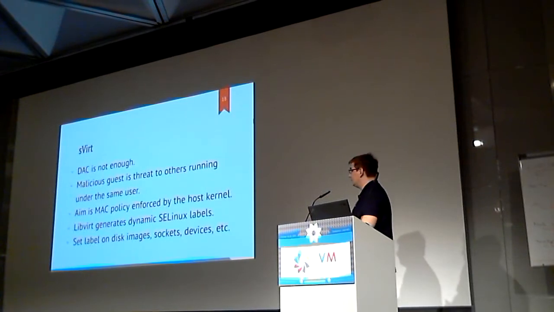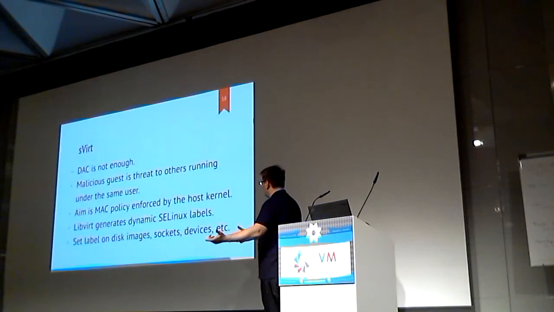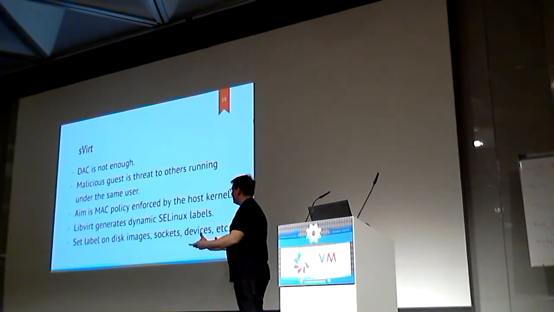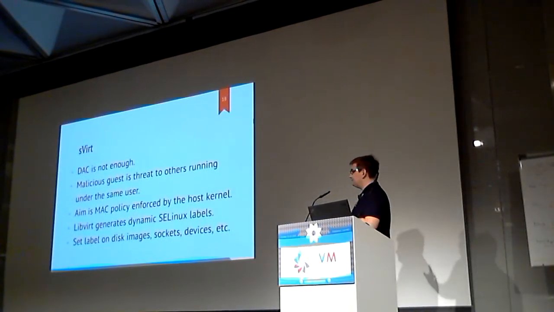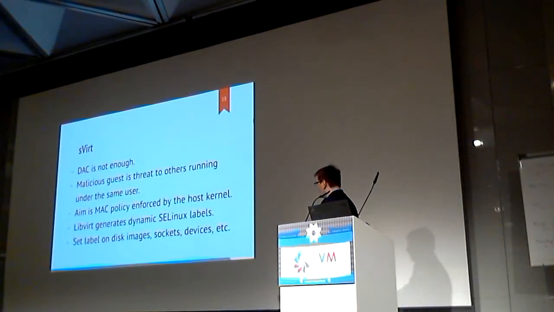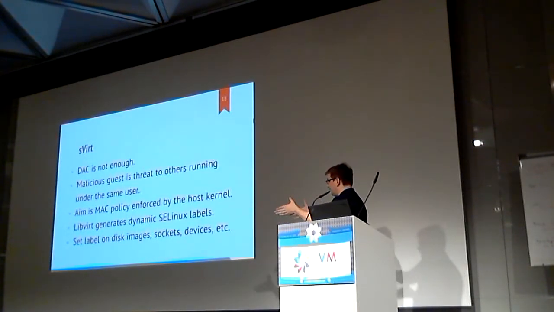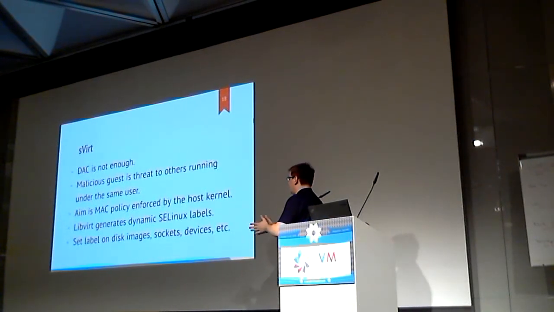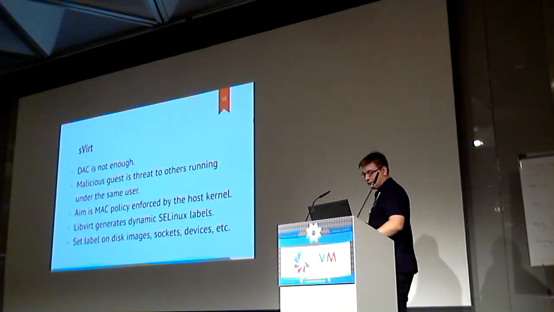And this is where SELinux comes in handy. When starting the domain, libvirt will basically generate an SELinux label for you and relabel all the resources the domain is going to need. So that way, if a guest gets compromised, even though it is running under the same user, it has a different SELinux label, therefore it can't touch the other processes running under the same user.